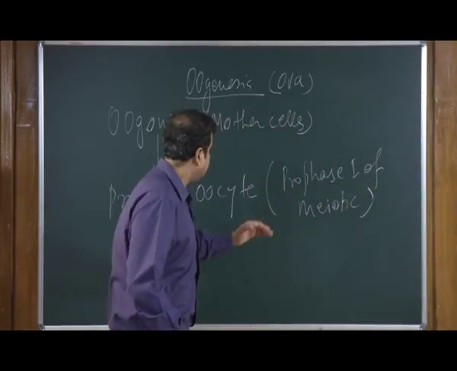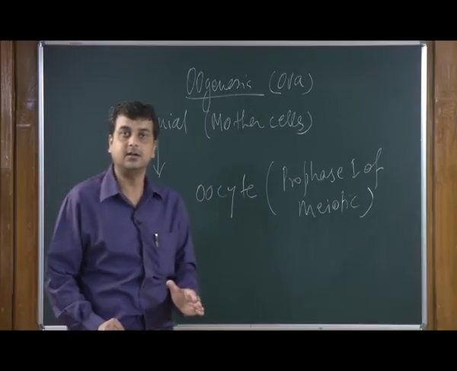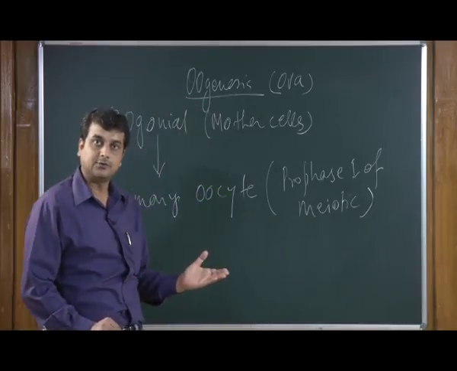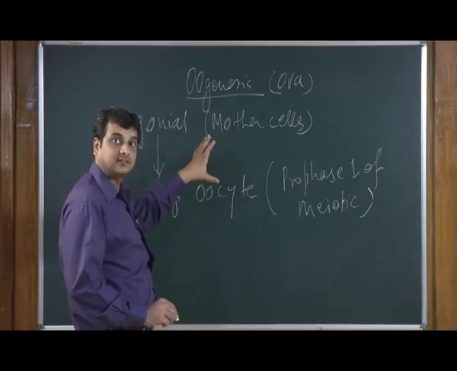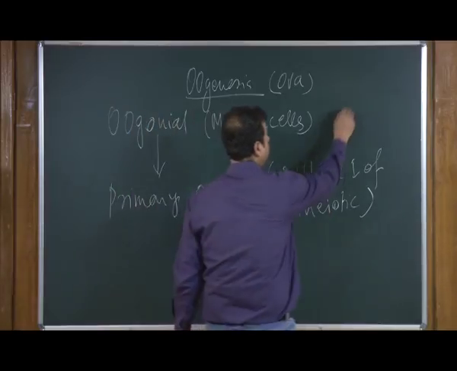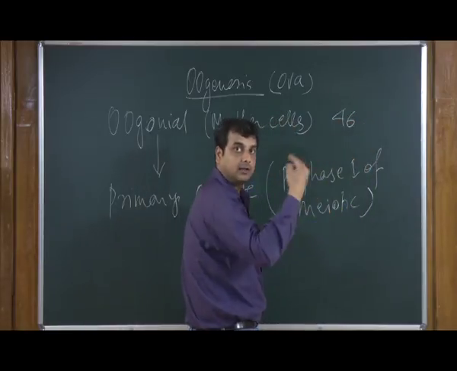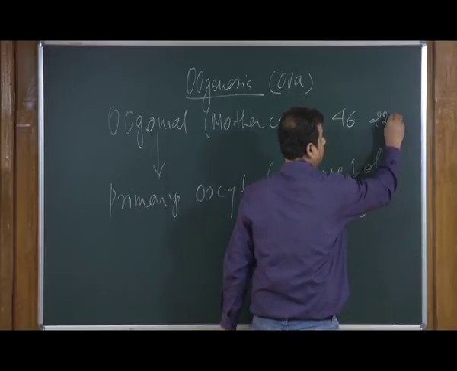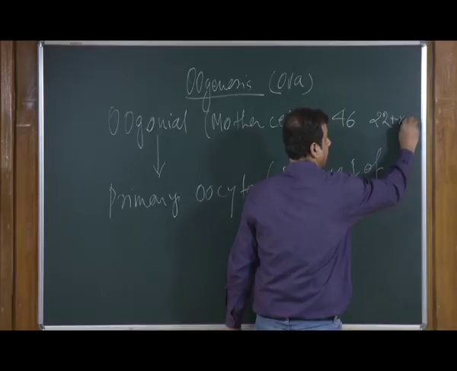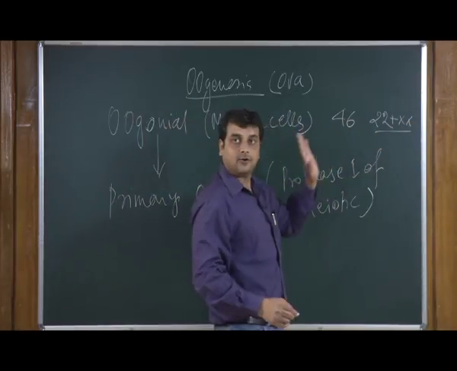So since we are talking about the same reductional division that we discussed in spermatogenesis, a mother oogonial cell, which is diploid in nature, has a chromosome number of 46 here. The only difference between the male and the female is that we have 22 pairs of autosomes, and then we have a pair of sex chromosomes, which is XX in case of female.